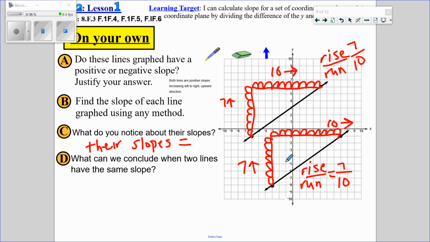So now what can we conclude when two lines have the same slope? Well, if you look at them, they're parallel. Parallel lines have equal slopes.